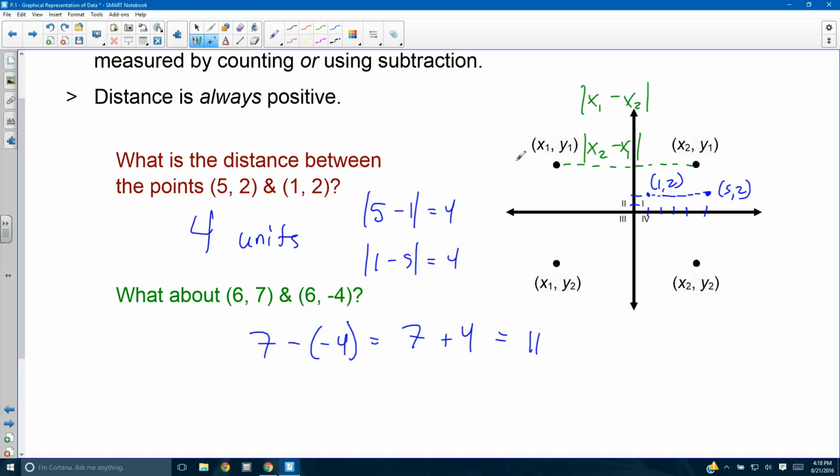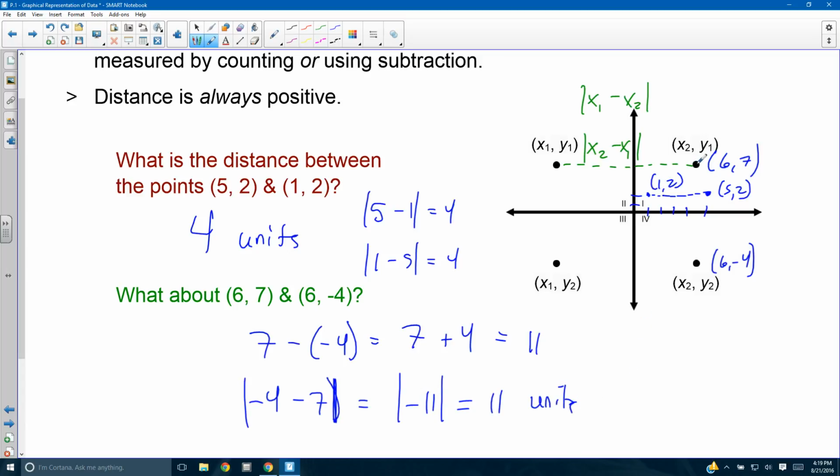If this was (6, 7), and this was (6, negative 4), well, this thing first has to go 7 units down to get just to the x-axis, and then it needs to go another 4 units after that to get to negative 4 from the x-axis. So yeah, of course that makes sense that that's 11 apart. And once again, if I did it this way, negative 4 minus 7, absolute value, I'll get the absolute value of negative 11, which is 11. So 11 units would be your final answer there. Again, I could count it based on the graph, or I could just do that subtraction as needed.